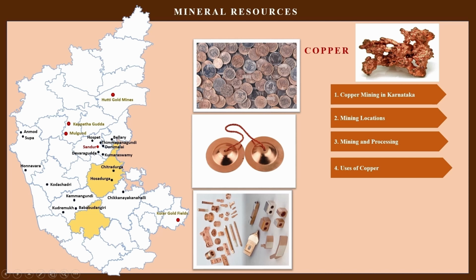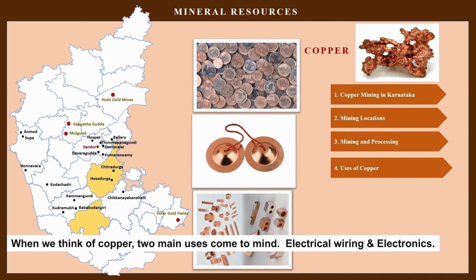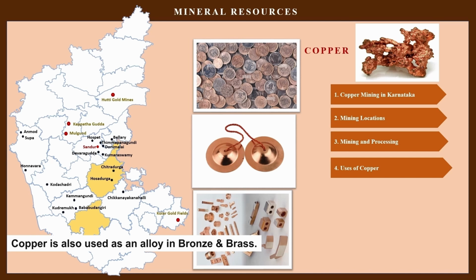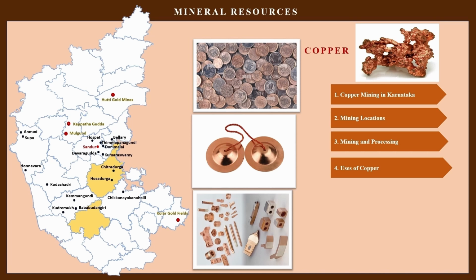Next, copper, I've already told you, bronze and brass, right? This is the bronze and brass. Copper is alloyed with other metals like tin and zinc for a wide range of applications. So whenever we say copper, we should remember, one, electrical wiring and electronics. Second, it is also used as an alloy in bronze and brass. Okay. So that is how copper is used.